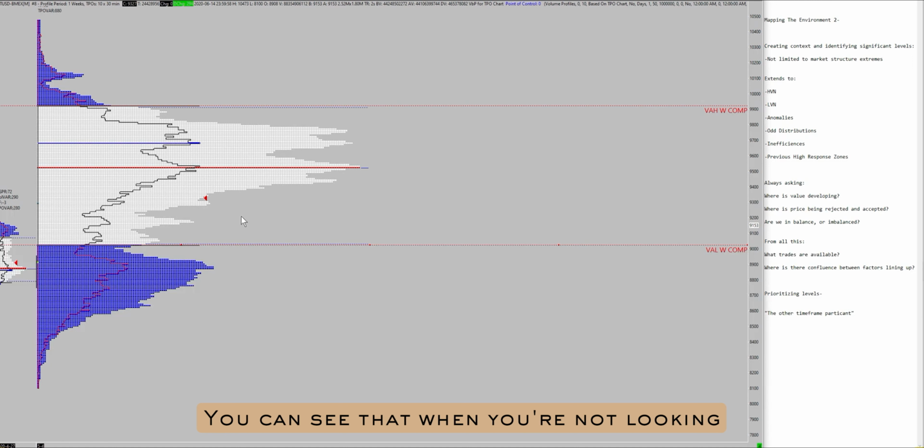You can see that when you're not looking at an individual profile, it's not really obvious where the low volume levels are. You don't get anything that obviously comes all the way to the axis of this profile. You're not going to find a massive drop off until you get to the highs and the lows. And that's just because we're compressing multiple weeks. There's a lot of data in this.